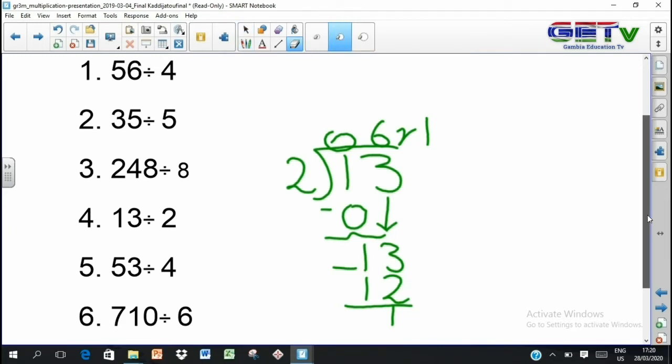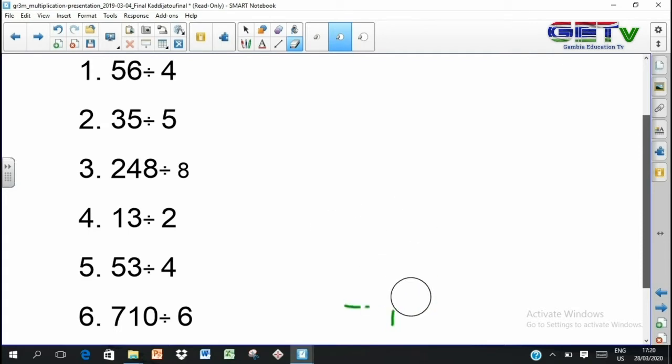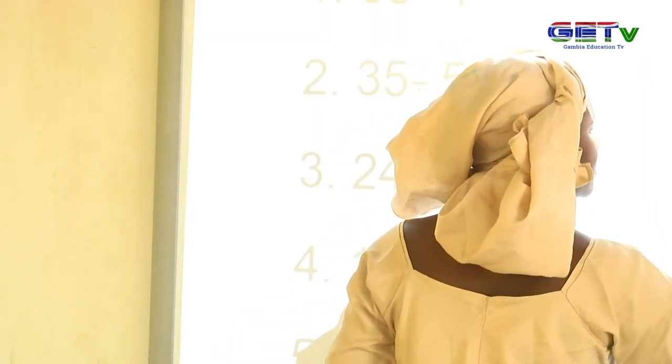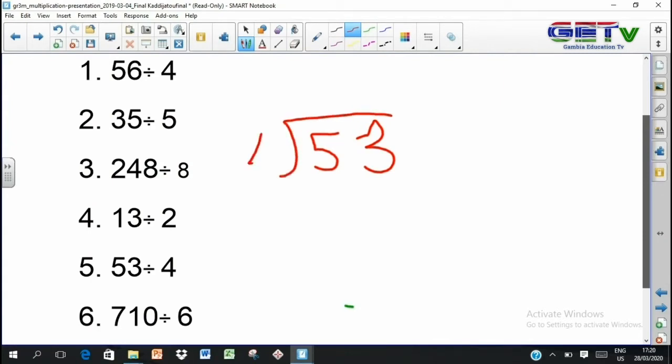The fifth question, 53 divided by 4. 5 divided by 4 is 1. 4 times 1 is 4. 5 minus 4 is 1. Let's bring the 3 down. We have now 13.